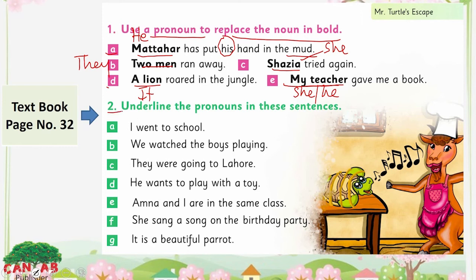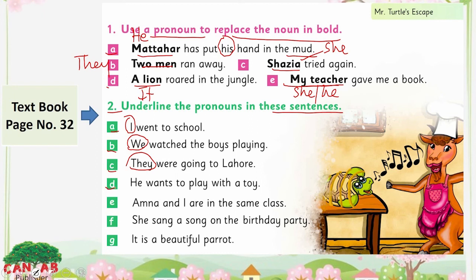Question 2 here. Underline the pronouns in these sentences. You have to underline the pronouns which we have discussed in these sentences. Sentence A here. I went to school. Yes, it's very easy to spot pronoun in this sentence. I. I is a pronoun here. Question B. We watched the boys playing. Yes, we here is what? Pronoun. Question C. They were going to Lahore. Exactly. They is a pronoun here.